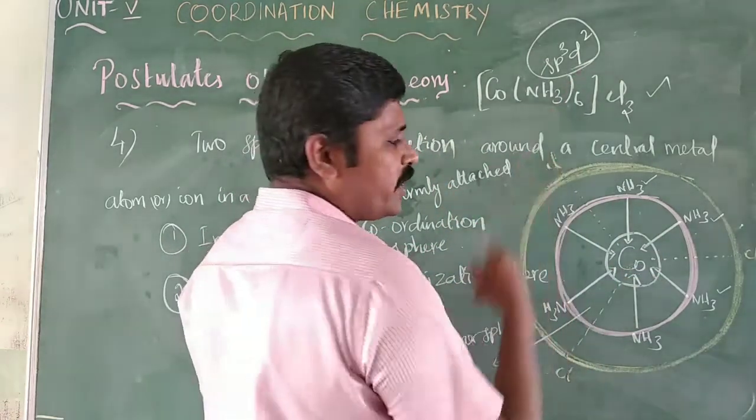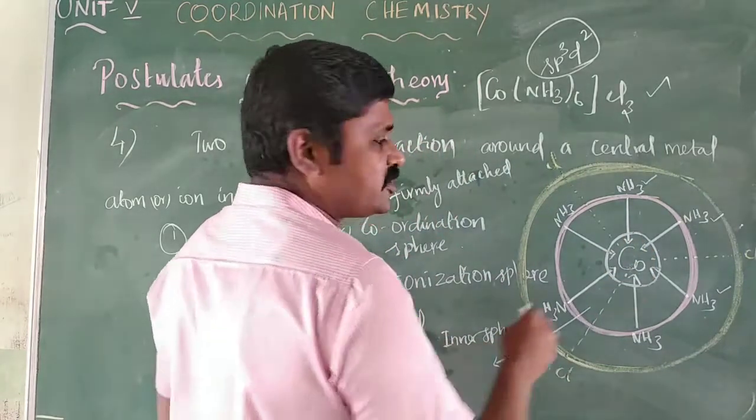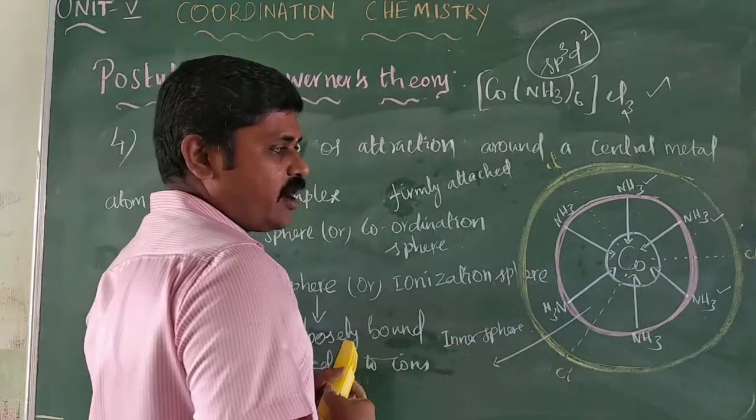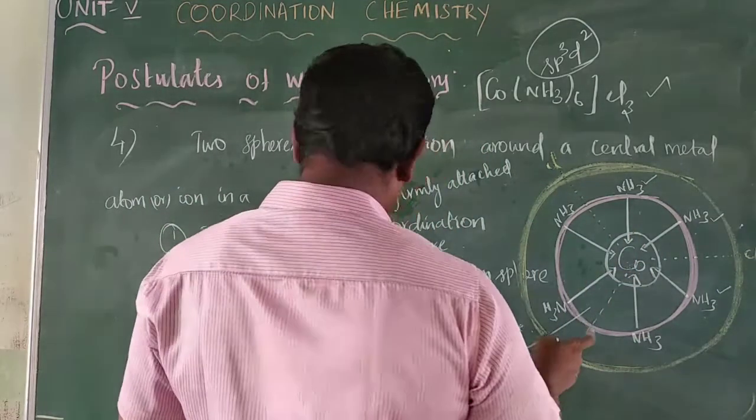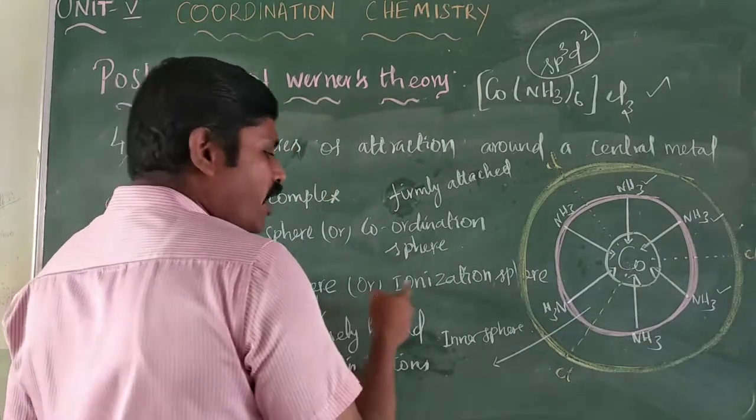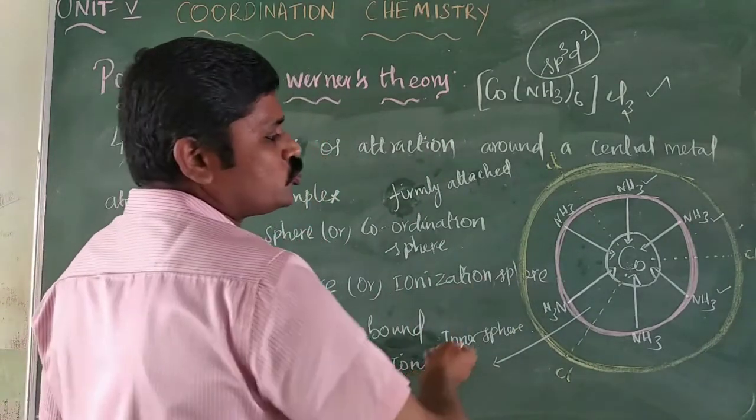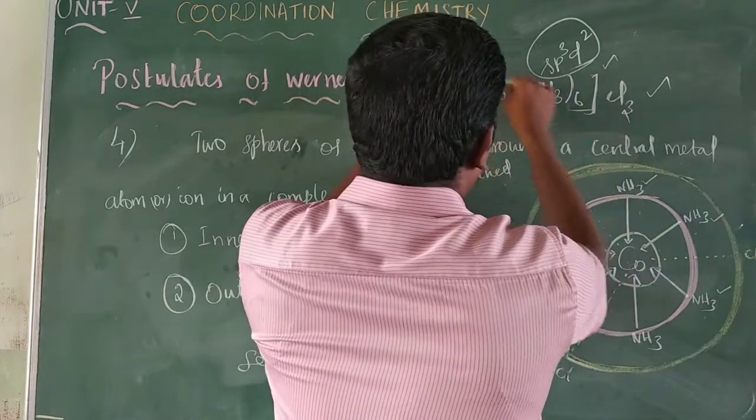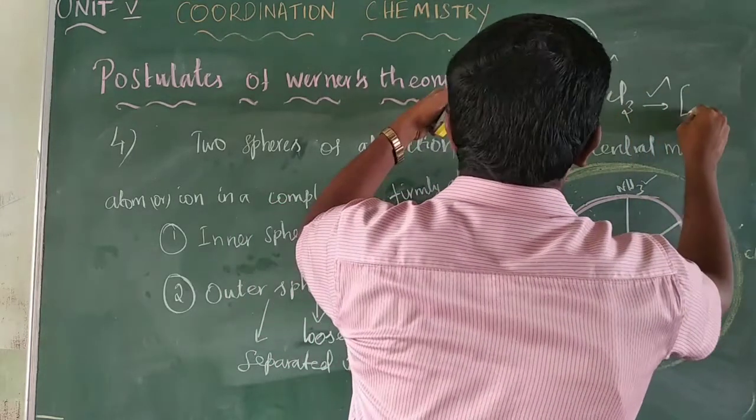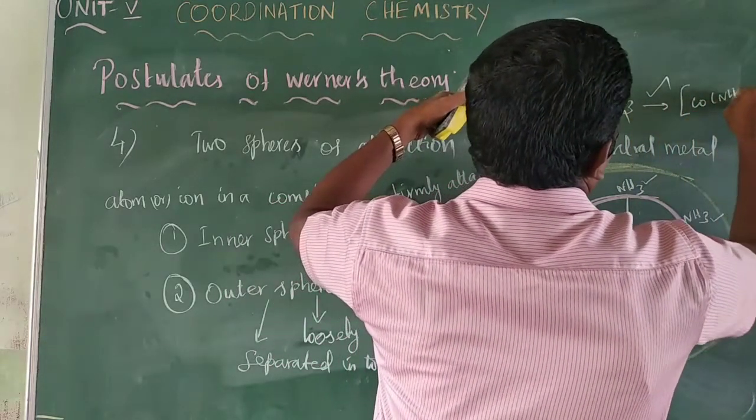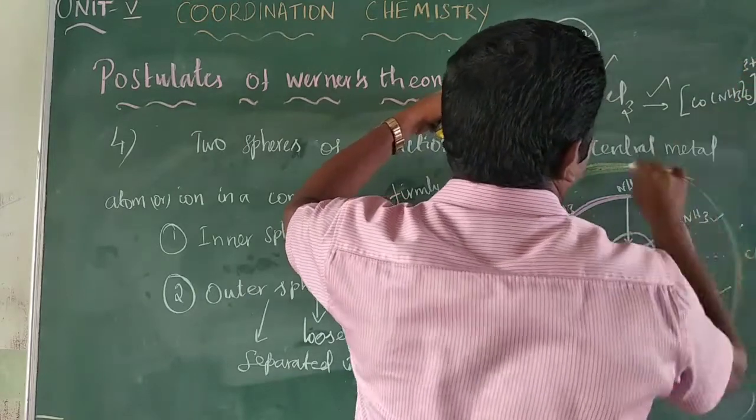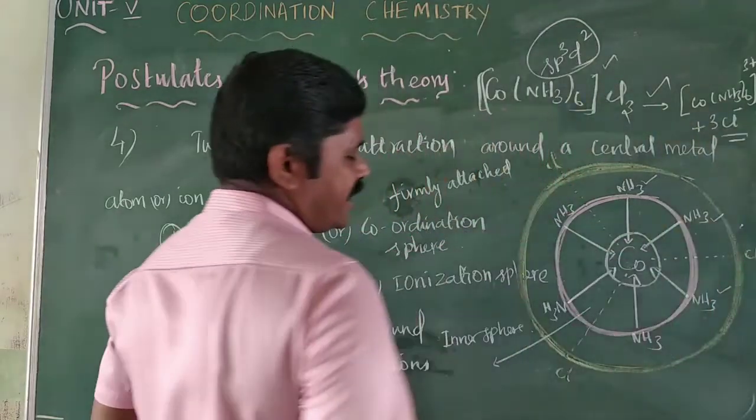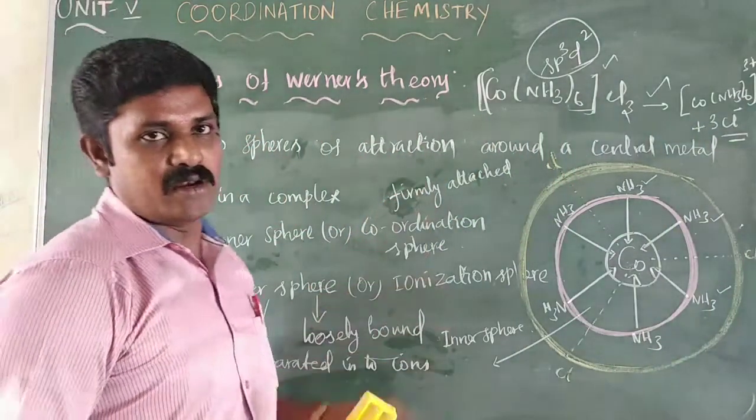So the hybridized orbital forms a strong bond. The outer sphere uses a non-hybridized orbital of the central metal atom. Okay, so it's the outer sphere or ionization sphere. If we dissolve it in a suitable solvent, the inner sphere is non-ionizable and stays as Co(NH3)6 3+, but the outer sphere is ionizable in a suitable solvent.